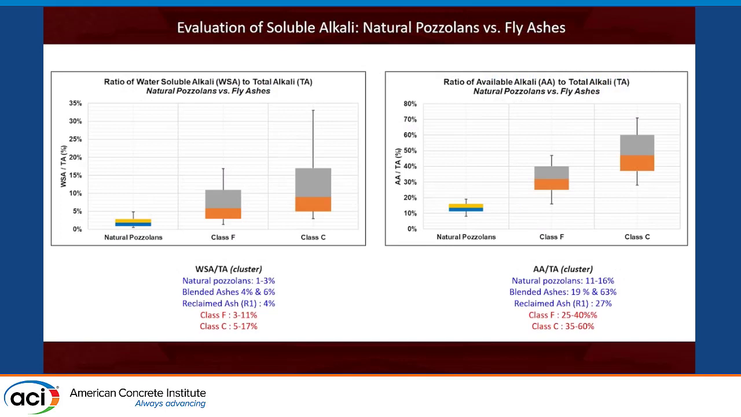And you see here, the left side is water-soluble alkali. Natural pozzolan is very low. Class F intermediate. Class C is high. Our expectation is that. The mineralogical analysis and actual measurements support each other. You see the right side, available alkali. Natural pozzolan available alkali is still on the lower side, but Class F intermediate, Class C is high. See, it's giving a good spectrum, low to high.